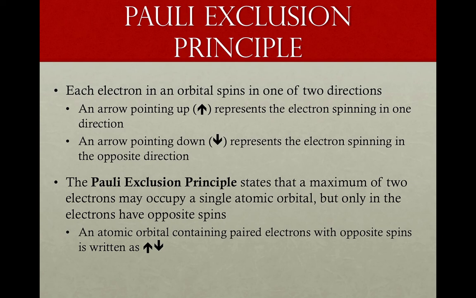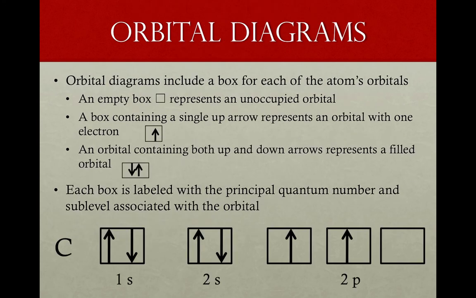Now, they're not necessarily spinning up and down. They could be spinning at any angle, but they're spinning in exact opposite directions. And this is why you have to have 2. You can't put a third in there. There is no other direction for a third one to go. If an orbital has two, what we call paired electrons, it's filled. There's 2 electrons in there. They're going to have opposite spins, and you're going to write that with 1 up arrow and 1 down arrow.